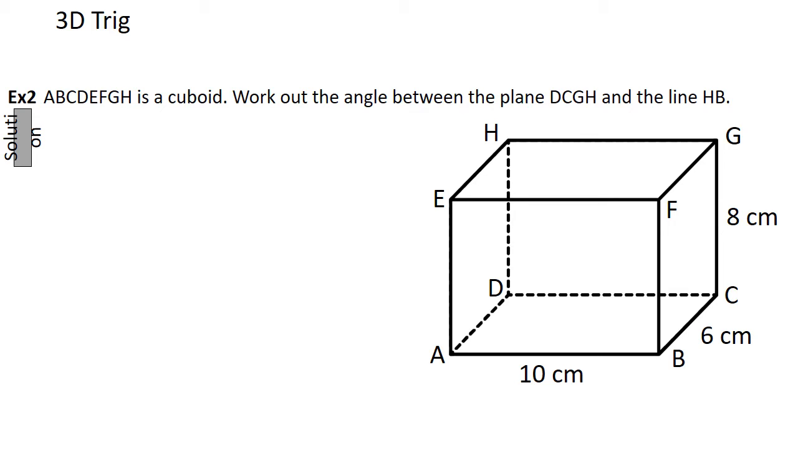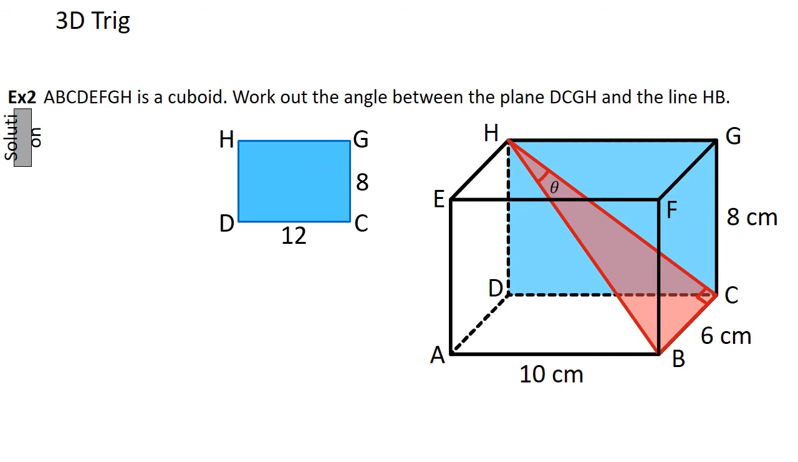Okay, so this is a cuboid. To work out the angle between DCGH and line HB, that's DCGH and that's line HB, so we want that angle there. First things we need: we've got 6 centimeters of BC. We are going to need HC.